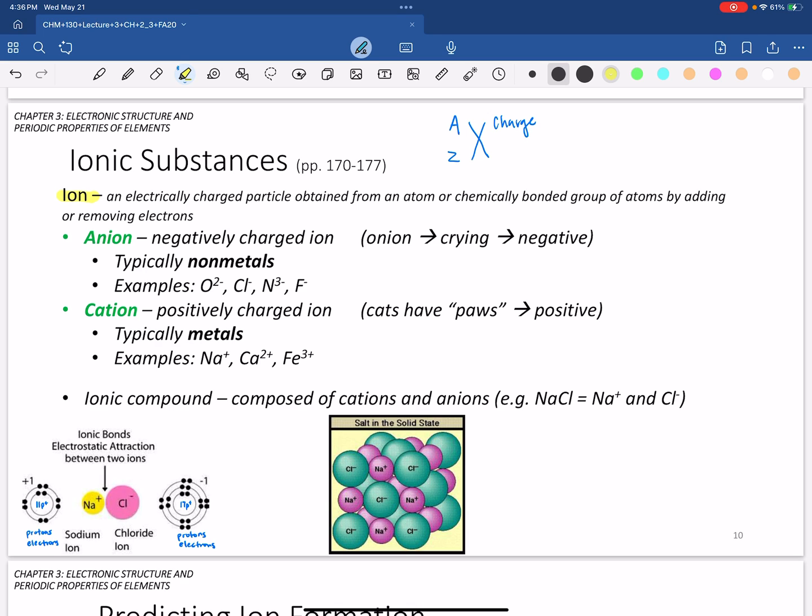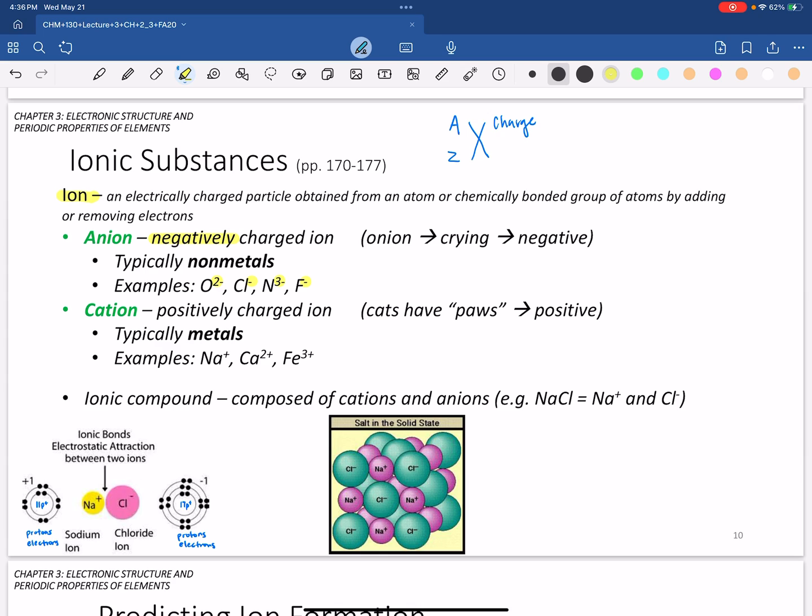An anion is a negatively charged ion. The way I remember that is anion kind of sounds like onions. Onions make you cry. Crying is kind of negative. So I remember anions are negatively charged. They're typically nonmetals. Nonmetals usually like to carry that negative charge. We'll explain why in a later chapter, but for now you just have to memorize that. So things like O2 minus, Cl minus, N3 minus, and F minus are all negative charges.